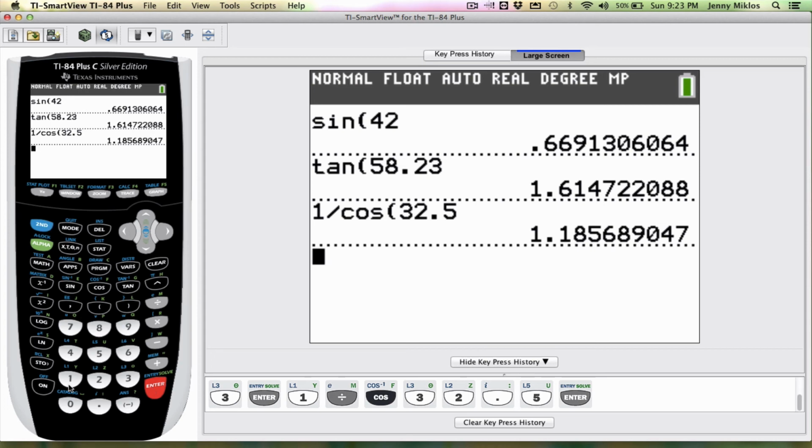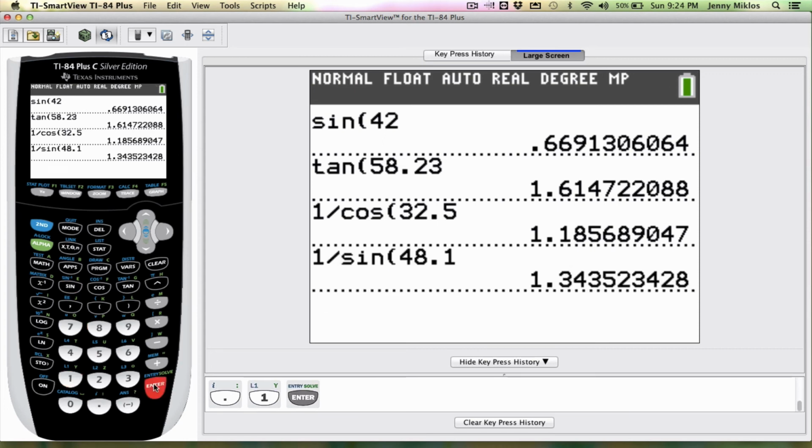Our next one is cosecant. So I'm going to do 1 divided by sine of 48.1. And we end up getting 1.3435. Okay, so these are the 2 different types of problems we're going to see when we are finding a ratio. The ones that deal with sine, cosine, tangent, like these top 2, and then the ones that deal with the reciprocal values, like these bottom 2.